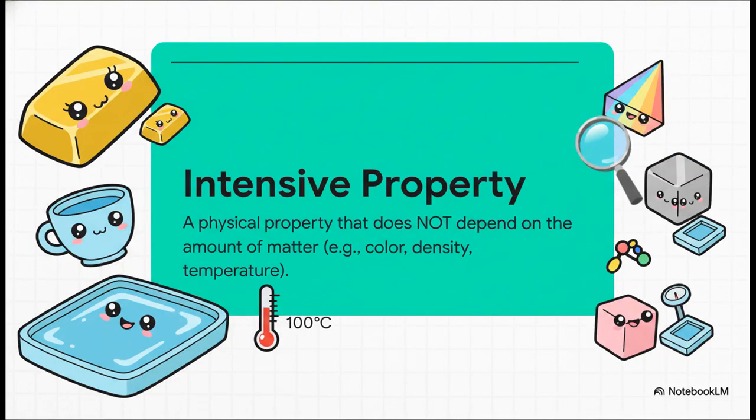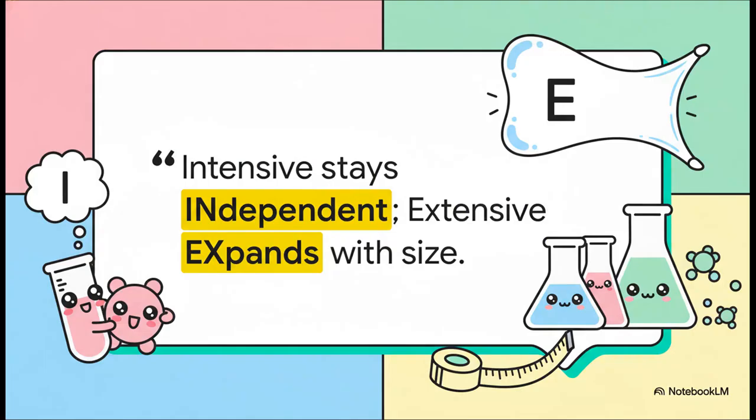But on the flip side, we have intensive properties. And these are the true fingerprints of a substance because they don't change with the amount. Gold is gold-colored whether you have a tiny fleck or a giant bar. Water boils at 100 degrees Celsius whether it's one drop or an entire ocean. These properties are internal to the substance itself. Now, here's a fantastic little trick to remember the difference, and it's one of my favorites. Intensive stays independent of the amount, while extensive expands with the amount. It's a simple little mnemonic, but you know what? It works every single time.